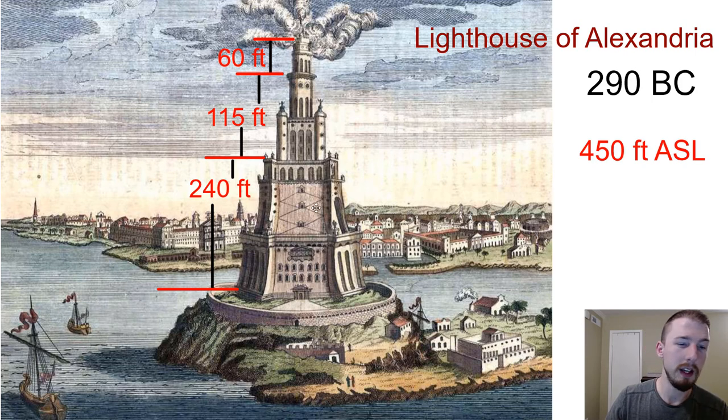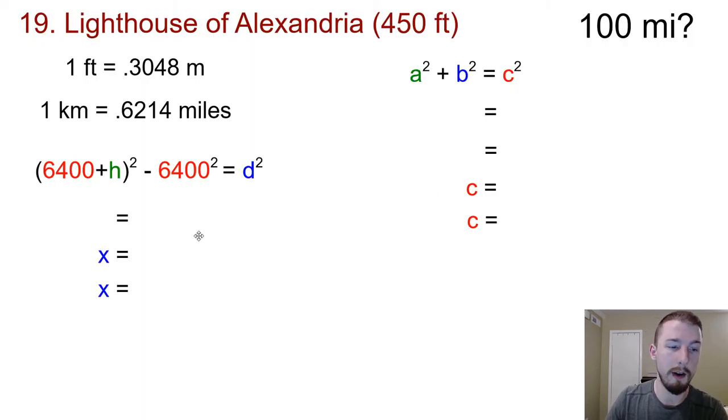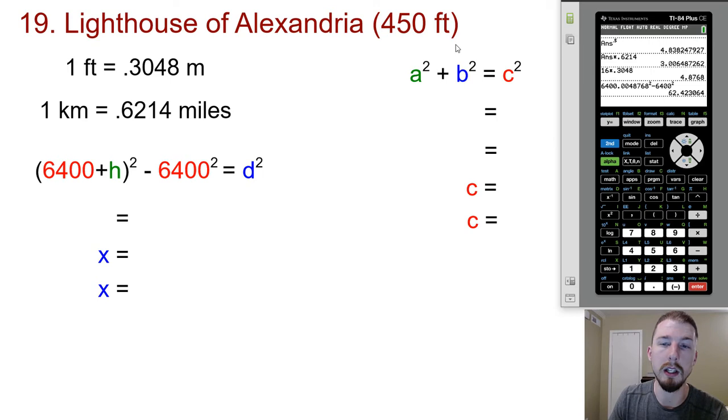Of course, it's massive. So I did some extrapolation and estimated that it was about 450 feet above sea level. Now they claim that you could see the light from this lighthouse from 100 miles away. And we're going to test that claim. So if we know how high it is, how far into the ocean can we see from this distance? Well, let's test it out. So we're going to do our height here. We need to convert it from 450 feet to kilometers.